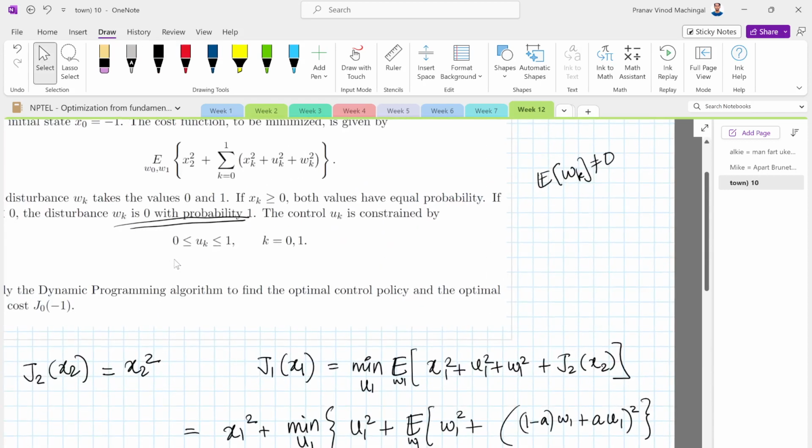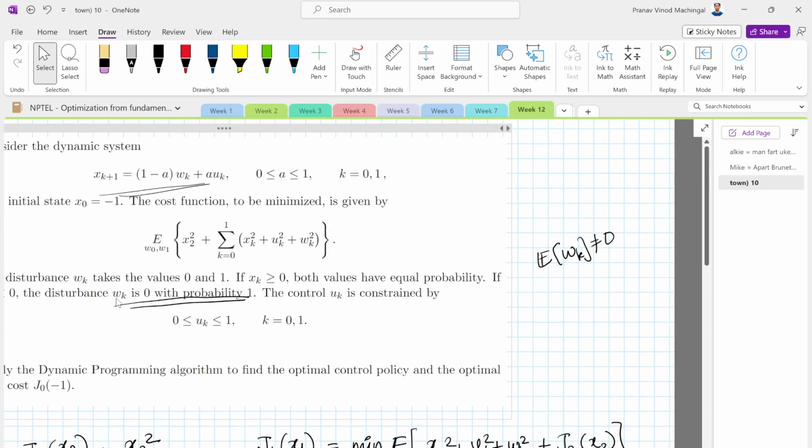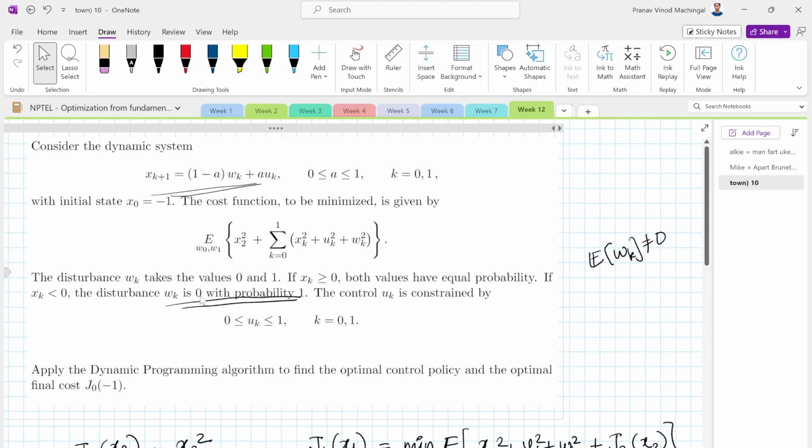So it's like initially we are sure there will be no demand. At the start it is -1, x0 is negative, so there is no demand. It's not exactly demand, but the randomness is not there in the first stage.